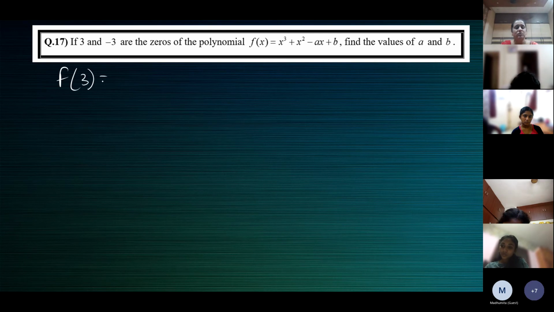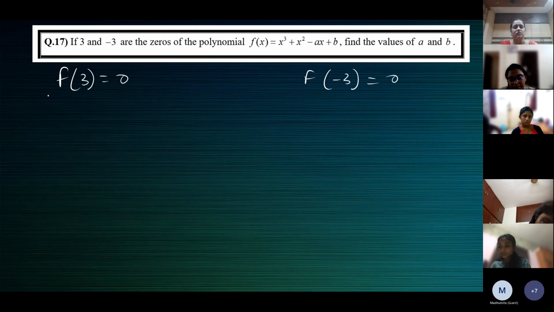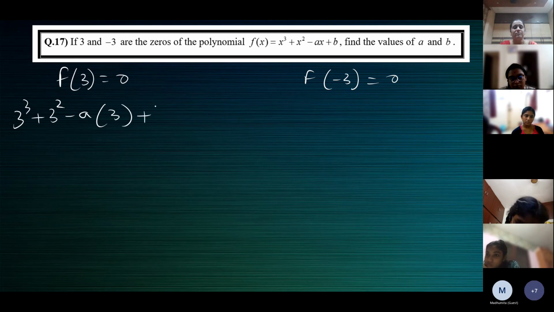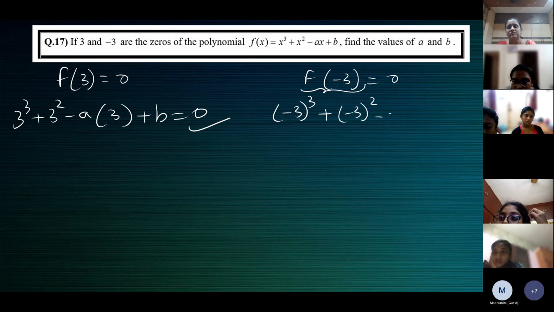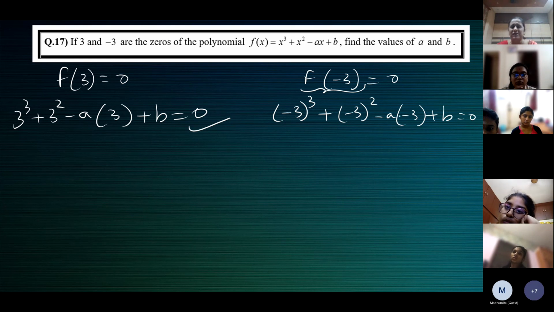f of 3 is equal to 0, f of minus 3 is equal to 0. These are the two conditions. Now f of 3 is equal to 0 means 3 cubed plus 3 squared minus a into 3 plus b is equal to 0. So you get an equation. Similarly, f of minus 3: in the polynomial f of x, wherever there is x, use minus 3. So minus 3 cubed plus minus 3 squared minus a into minus 3 plus b is equal to 0. So you'll get two equations from this. You need to solve the two equations, or sometimes you can get the value of b from one of the equations. Let's see how it goes.